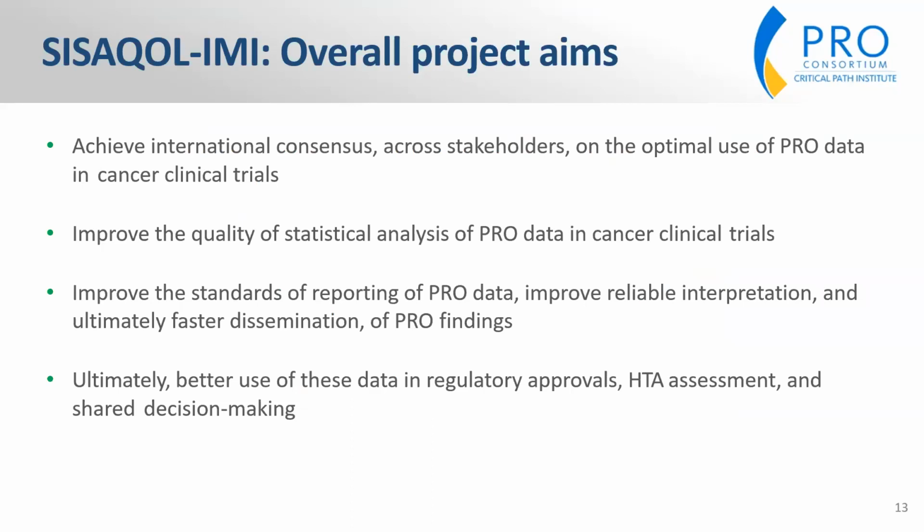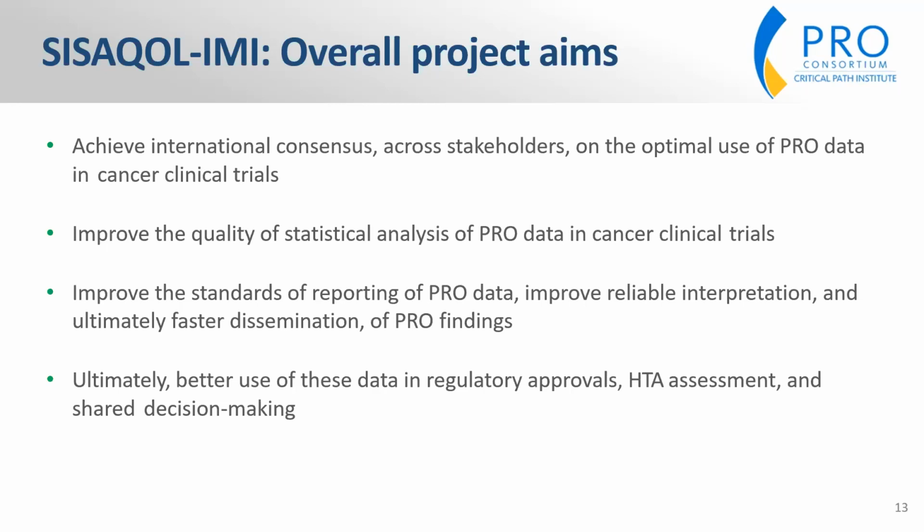So we have a few overarching goals that we aim to accomplish over the next 4 years. Very importantly is to bring together all these different stakeholders, different perspectives, so that we can discuss, debate, and then ideally gain alignment on developing recommendation statements that can be used to describe the optimal use of PRO data in cancer clinical trials. So that's probably our main objective, to achieve this international consensus so that these statements can be used and applied by people in different roles and organizations.